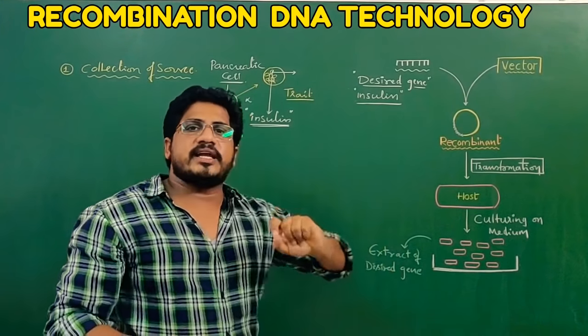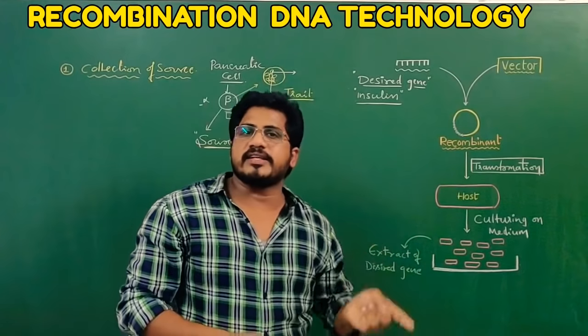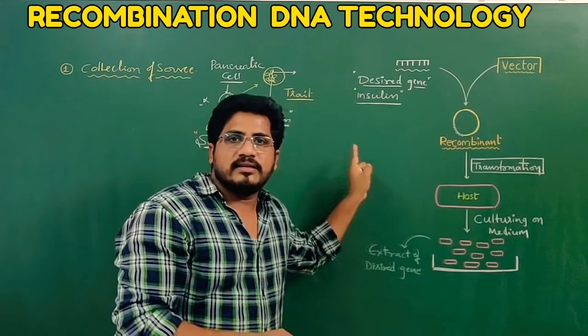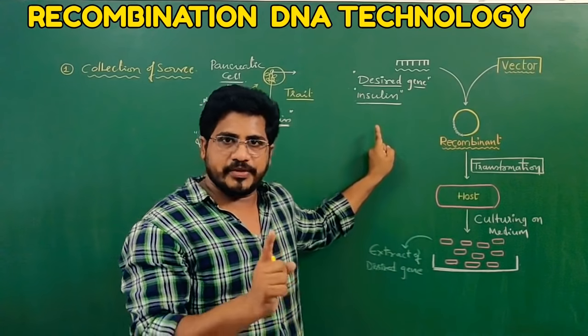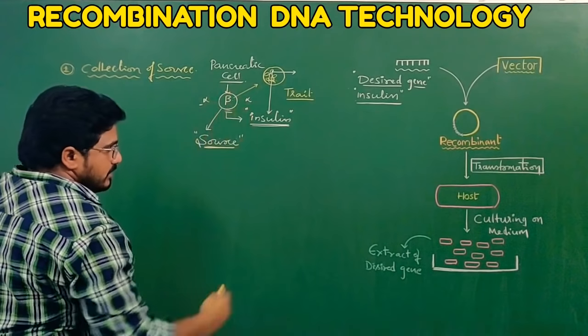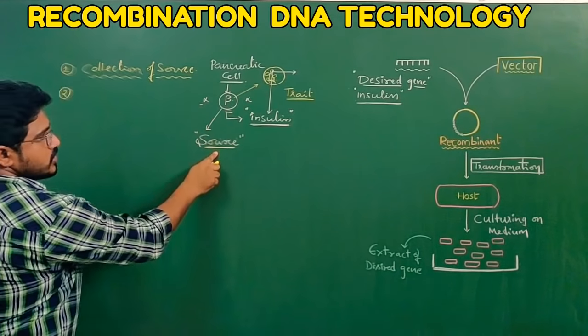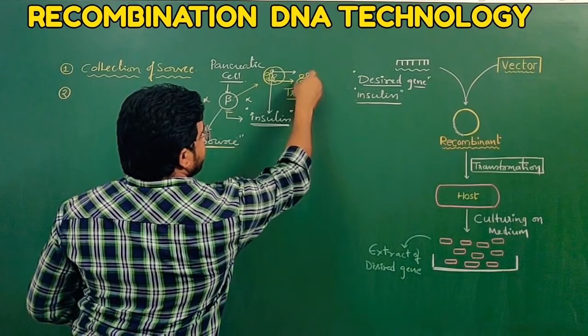So desired genes and their respective sources are different. Desired genes are not always collected from the pancreas. In this case, the source is pancreas. Reason? The desired gene is the insulin producing gene. That's why. Now the second step involved in the entire process is, once you collect the source, later you have to separate the genome. Why?